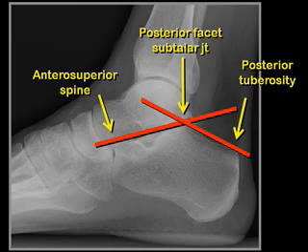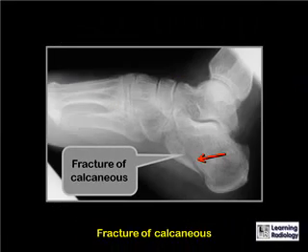A second line is drawn from the posterior facet of the subtalar joint to the posterior tuberosity of the calcaneus, on which the Achilles tendon inserts. And then the angle between these two lines is measured. In normal people, it measures between 20 and 40 degrees.